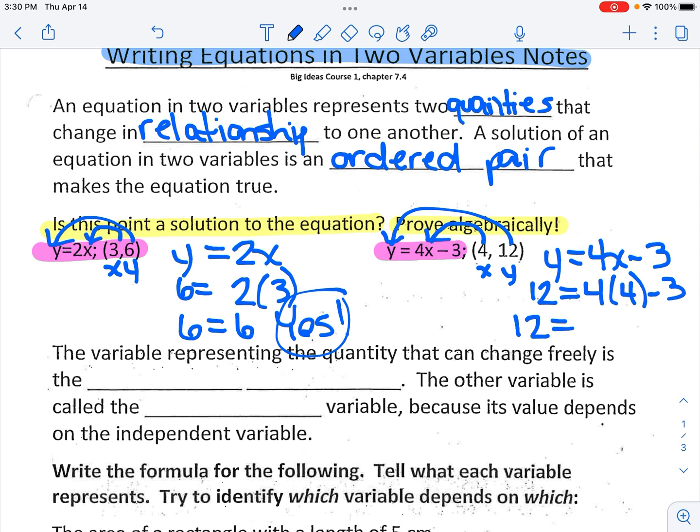4 times 4 is 16. 16 minus 3 is 13. 12 does not equal 13. So that answer would be no.